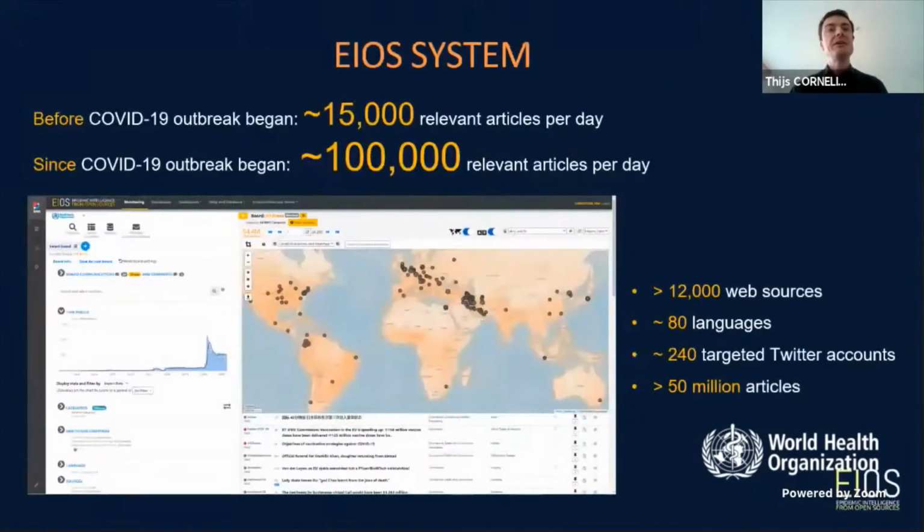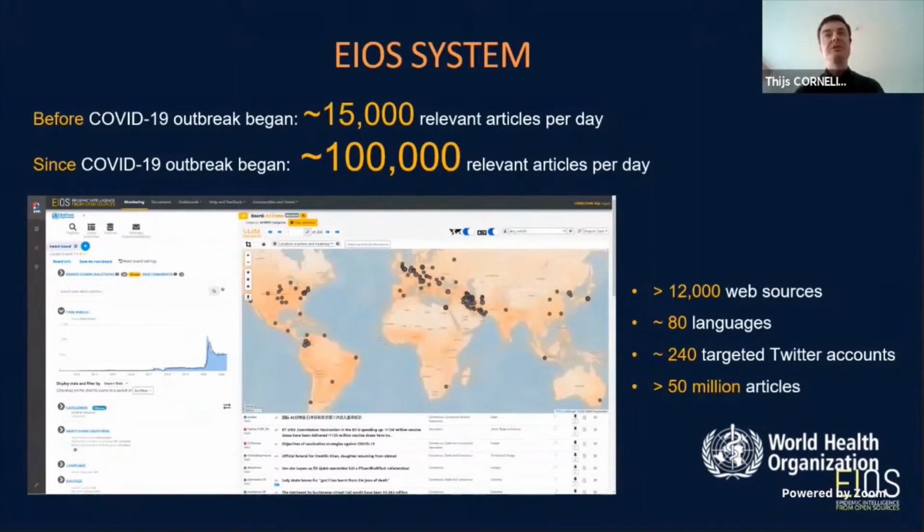Okay, now here you see what the EOS system looks like, the user interface that we provide to the analysts. On the left-hand side in the screenshot, you see the time chart with the rate of articles coming into the system. As you can see, we clearly have a period before and after the outbreak of the coronavirus. After the outbreak, in the end, the rate of articles coming into the system increased by about 6 times compared to the period before the pandemic.